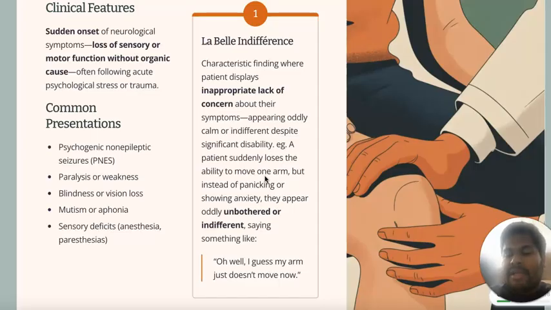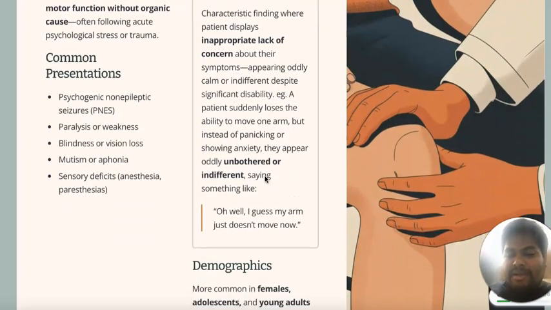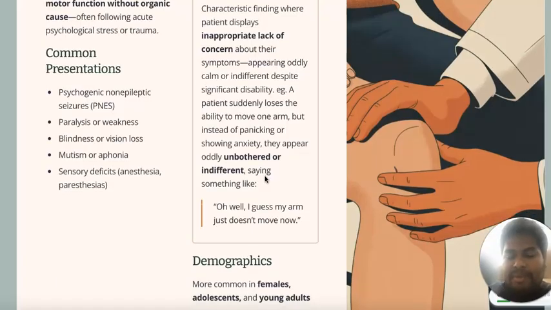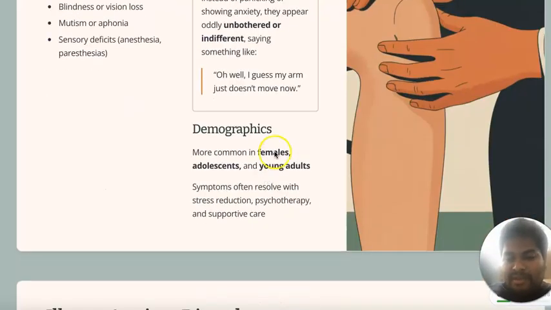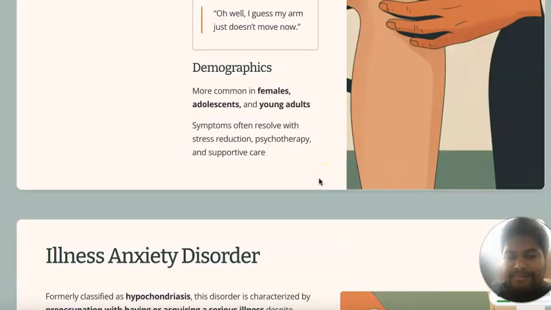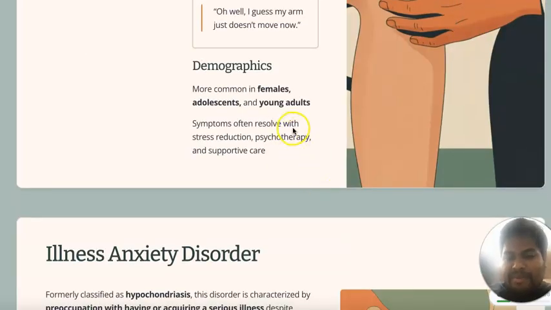But you must also understand this is not seen in every conversion disorder. It's not too common, but whenever it's present, then that's conversion disorder. It's not common in every patient with conversion disorder. It's seen in females, adolescents, and young adults. And symptoms resolve with stress reduction, psychotherapy, and supportive care.